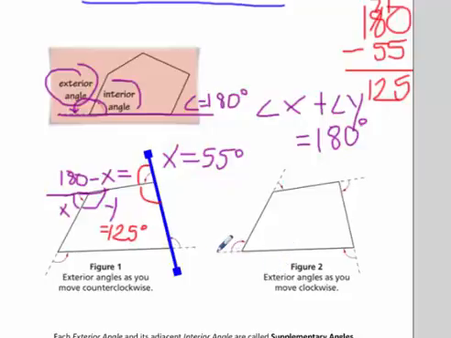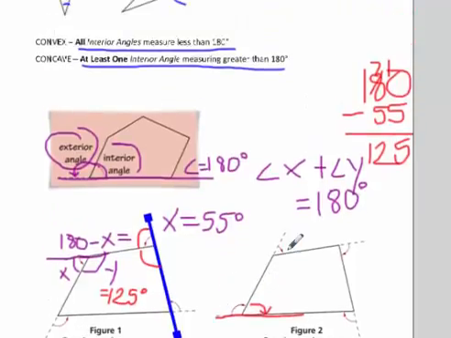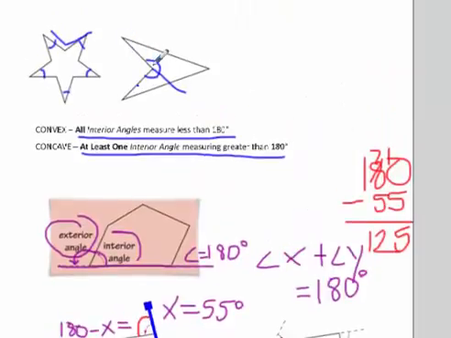All right, so one of the clues, like I said before, is look for these straight lines, and then you'll be reminded, aha, I've got supplementary angles, they will equal 180 degrees. Remember, on the outside, they're exterior, on the inside, they're interior. And remember, when something is concave, you have to have at least one angle measuring greater than 180 degrees. And if something is convex, all of the interior angles must measure less than 180 degrees.